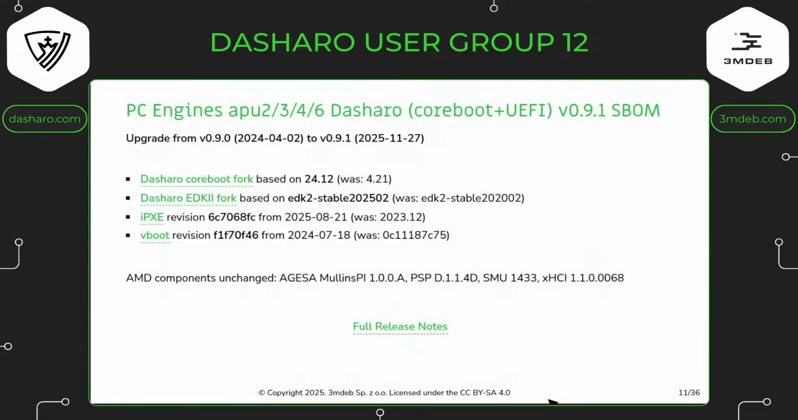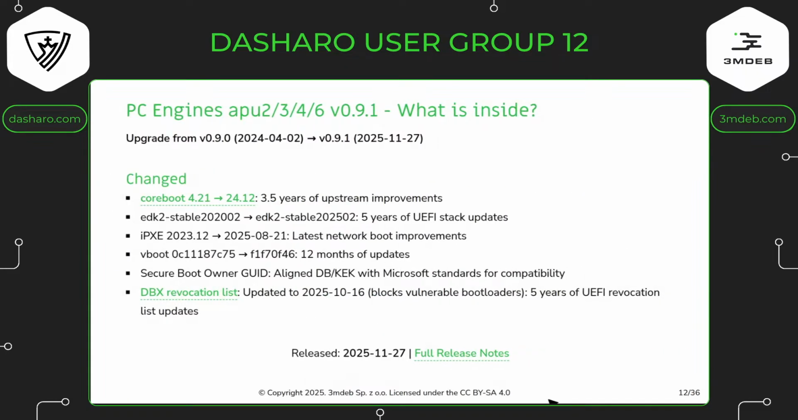Regarding the release, maybe that's not the most important. That's the important piece. So 0.91, so coreboot plus UEFI. What it gives you is a switch from coreboot 4.21 to 24.12, which is around 3.5 years of upstream improvements, which is, in my opinion, a lot. Then we also switched the base for EDK2 from 2020-02, which we used for quite a long time, to 2025-02. So this is 5 years of UEFI stack improvements.